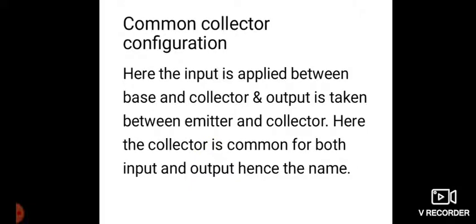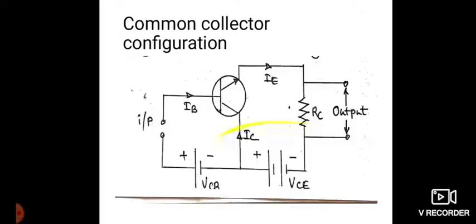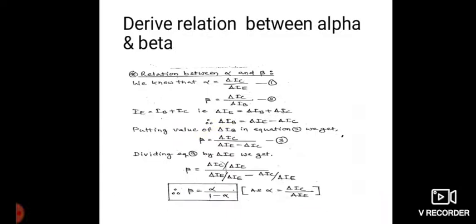So, in common collector configuration, the collector is common. As shown in figure, collector is common for both input and output, hence the name common collector configuration.